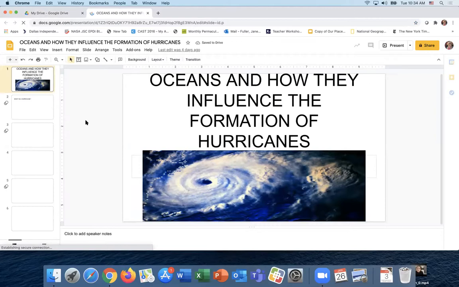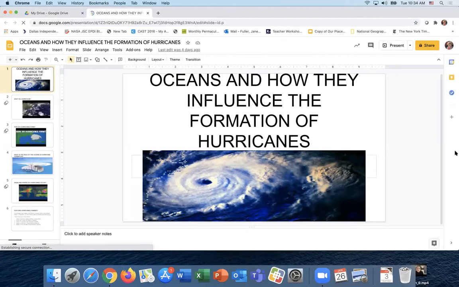Okay, I'm going to move this over. All right, so: oceans and how they influence the formation of hurricanes. Dr. Gorman made a reference to satellites. This is a hurricane. Over on the far right-hand side is Africa, and you can see these little dots outlining North America over here. This is what a hurricane looks like from above.